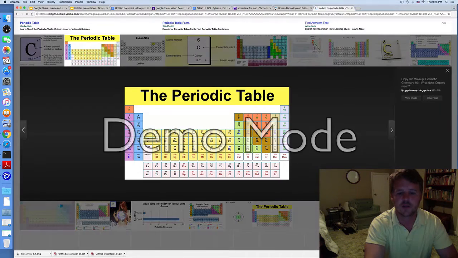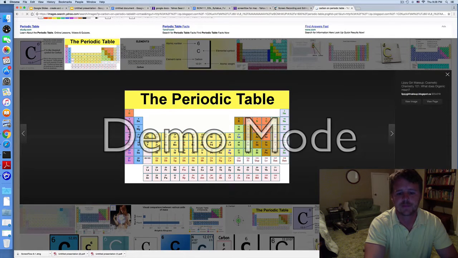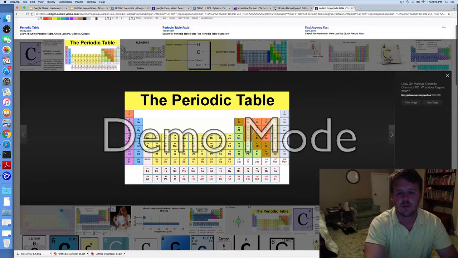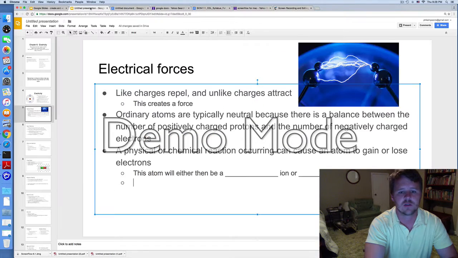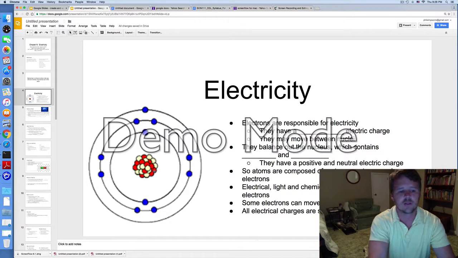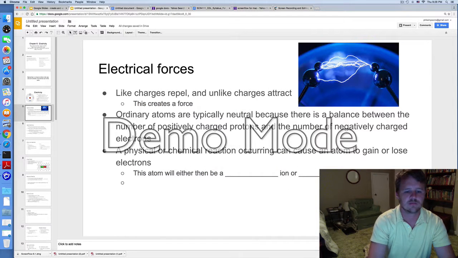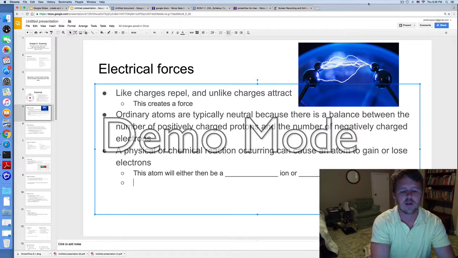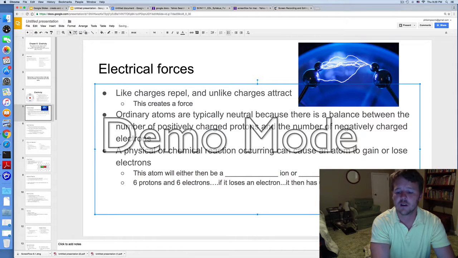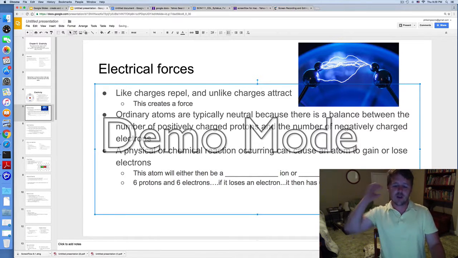Periodic table. Carbon is going to be 6. Of course, it doesn't tell me how many protons and neutrons, so let me just make up something. Say we have an atom that has 6 protons and 6 electrons. If it loses an electron, it then has 6 protons and 5 electrons. So 6 minus 5 is 1.